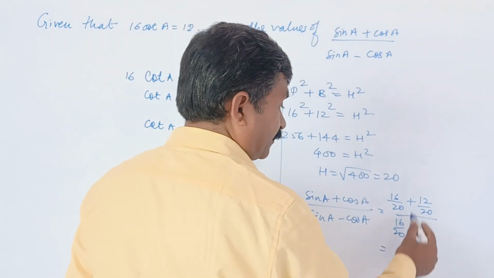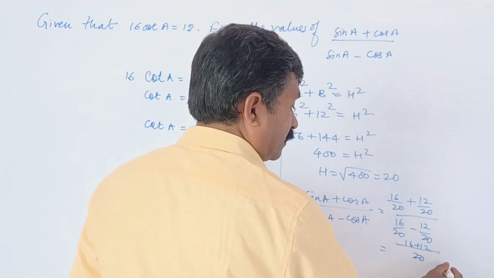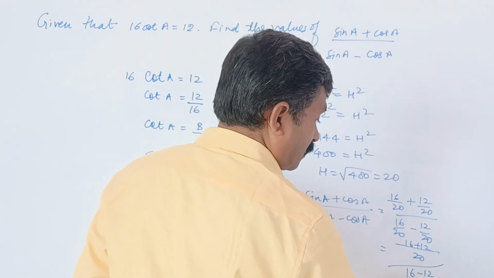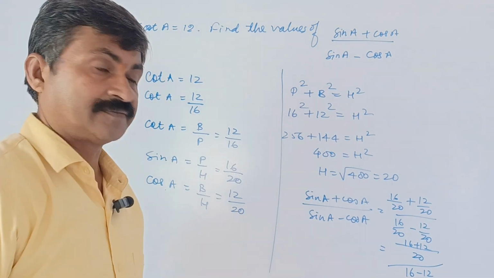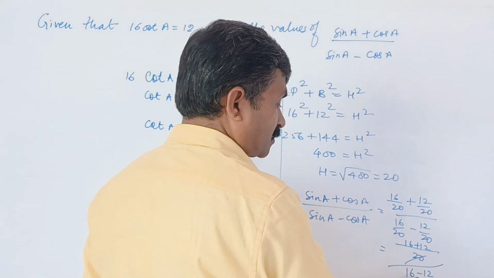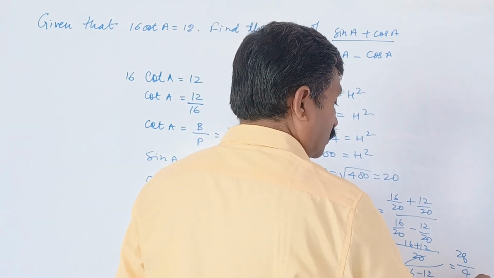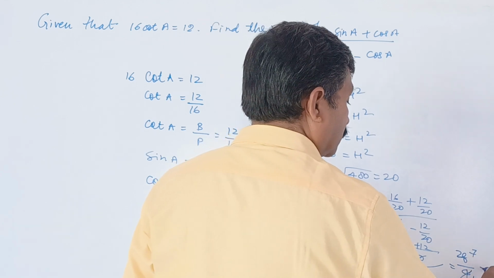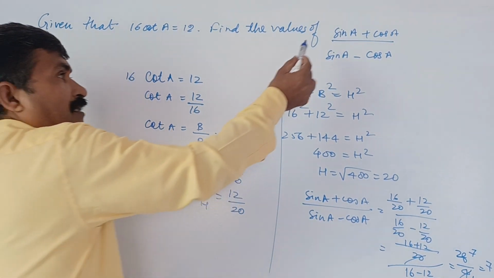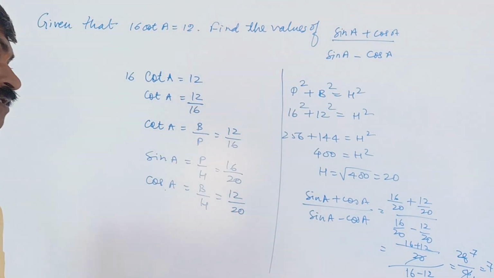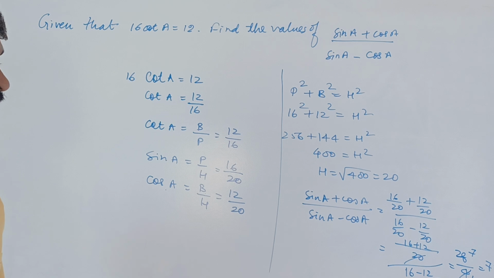So we can have this 20, 16 plus 12, and in the denominator 16 minus 12, upon 20, taking LCM in both the numerator as well as the denominator. Now this 20 by 20 is cancelled. We are having 28 and in the denominator 4. So 4 ones are 4, and 4 sevens are 28. So the answer is 7. So sin A plus cos A upon sin A minus cos A is equal to 7. This is the final answer which we can have.